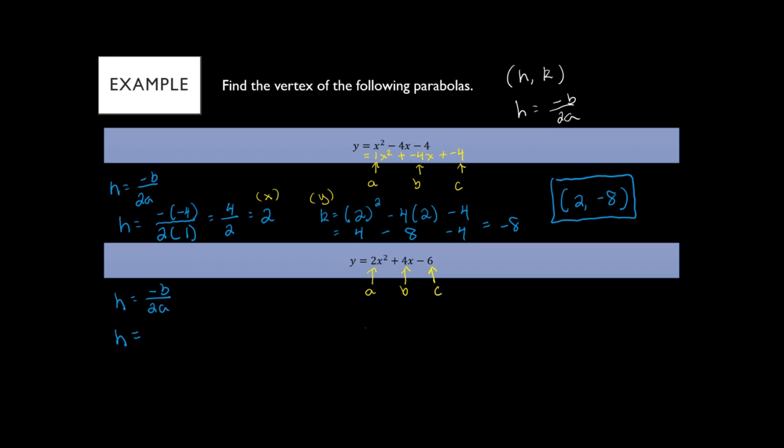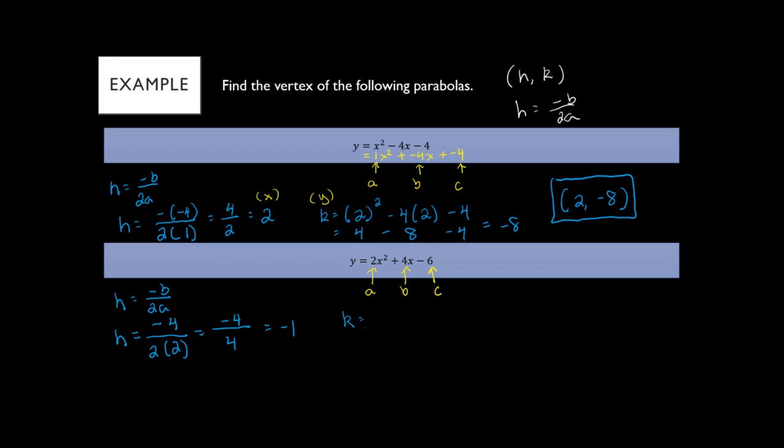So b is 4, so this is going to be a negative, and then I plug in 4 over 2 times a, and a in this case is 2. So order of operations, we still have our negative 4 on top. We need to multiply in the denominator. 2 times 2 is 4. And then we simplify. Negative 4 over 4 gives us negative 1. So we've got h. Now we need to find k.